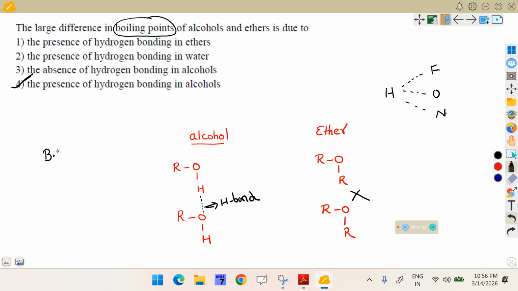We know that generally boiling point is directly proportional to molecular weight. If molecular weight remains the same, the boiling point depends upon the number of branches. Boiling point is inversely proportional to the number of branches. And one more factor is also there, that is hydrogen bonding. What is the relation between boiling point and hydrogen bonding? Boiling point is directly proportional to hydrogen bonding. That's the reason the fourth option is the correct option.